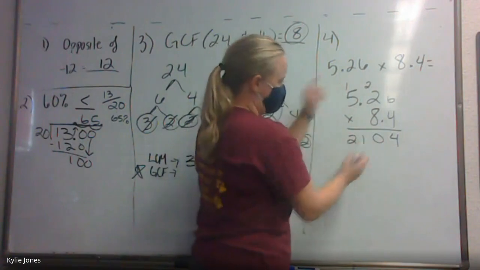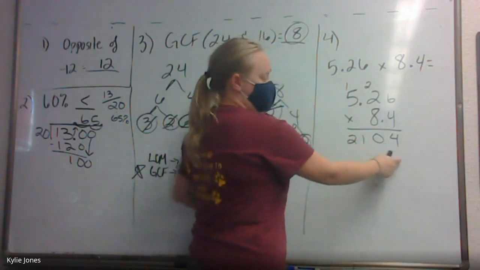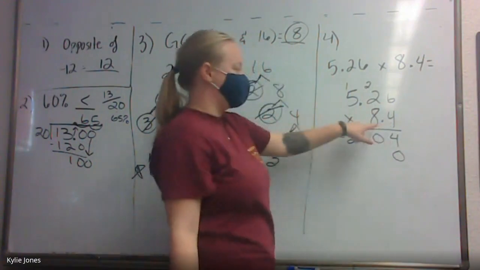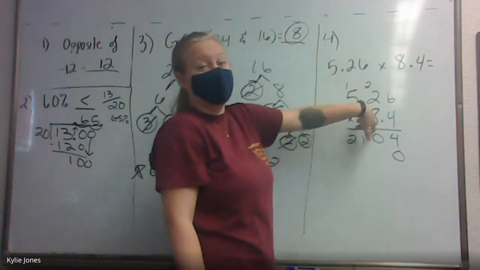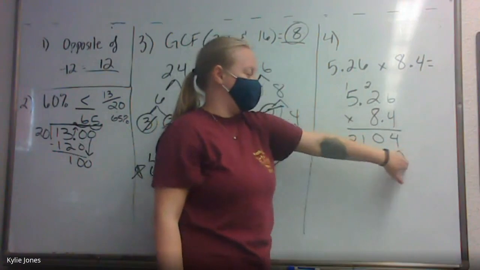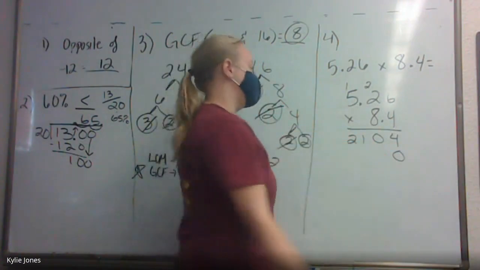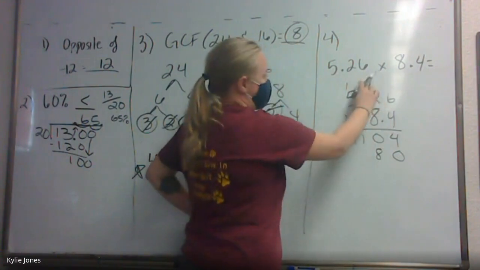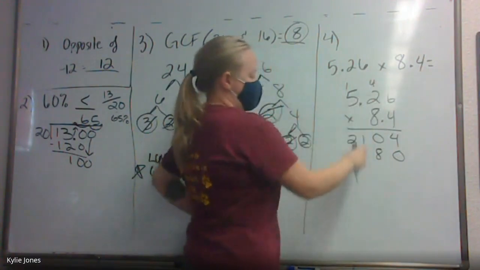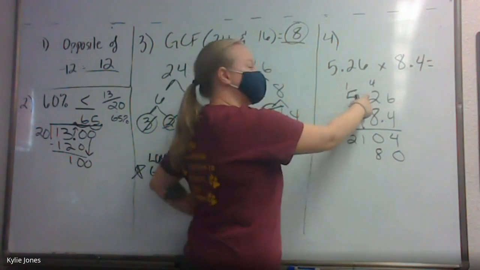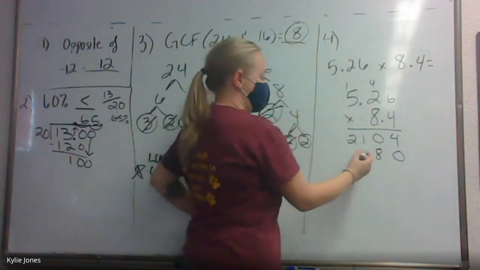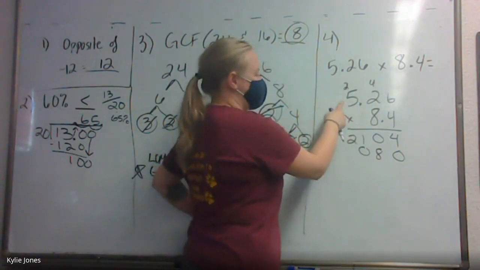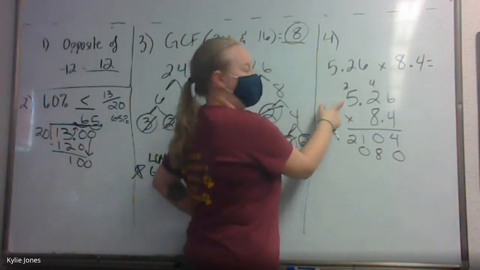Okay. What do I need to put right here? 0. Good. Always have your placeholder 0. We're multiplying by the second number in. You need to have that placeholder 0 to move everything over one place value. Now, what's 8 times 6? 48. Carry your 4. Now we can do 8 times 2? 16. Plus 4? 20. And 8 times 5? 40. 40 plus 2?